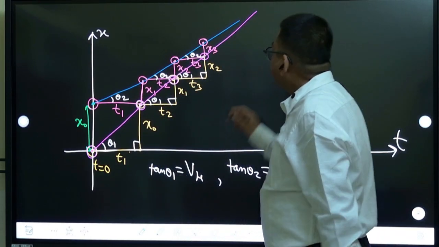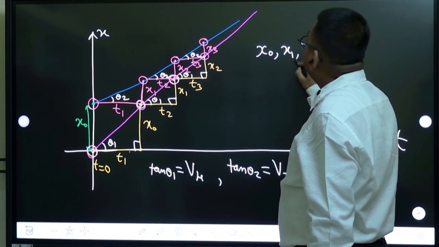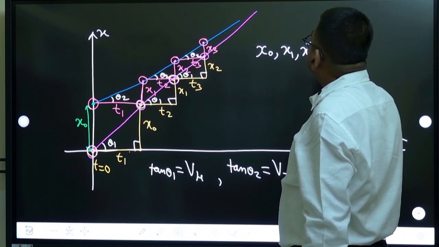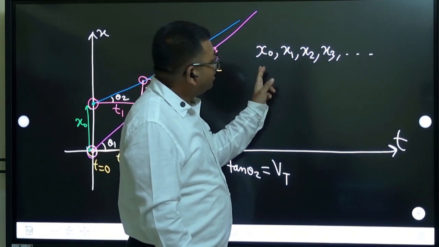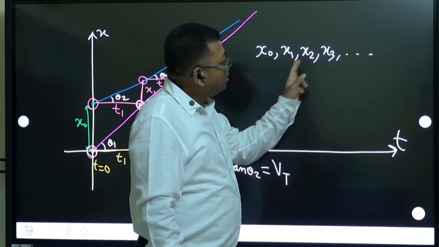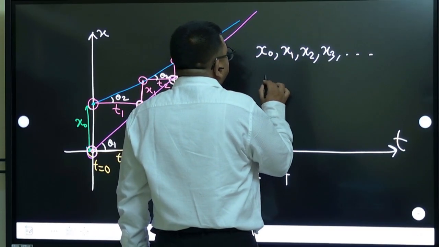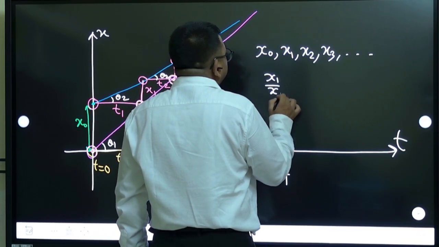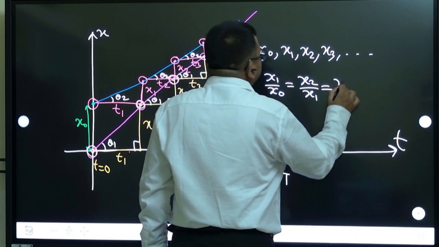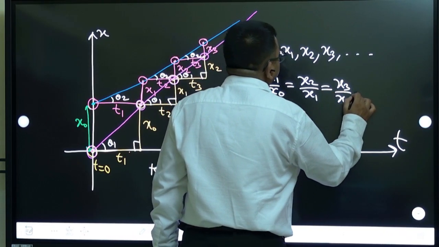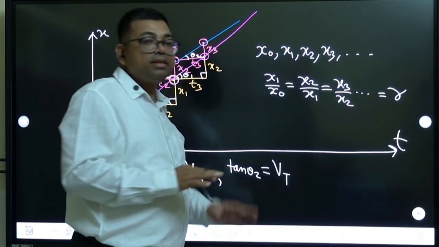So if I say that I am making a series, x0, x1, x2, x3, like that. So x1 is smaller than x0, x2 is smaller, x3 is smaller, but the ratio will be same. That means x1 by x0 ratio is same as x2 by x1 ratio is same as x3 by x2 ratio. Like this it will happen. And let us say that ratio is r.